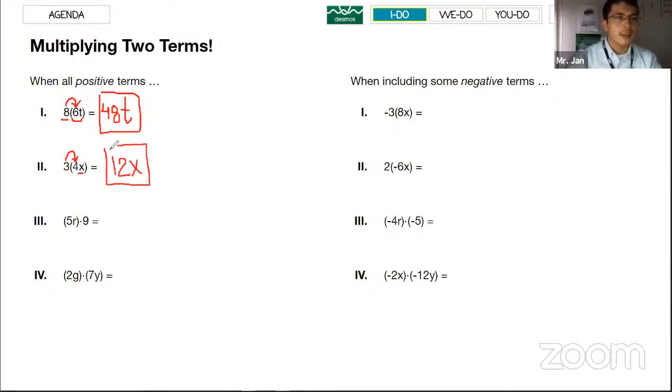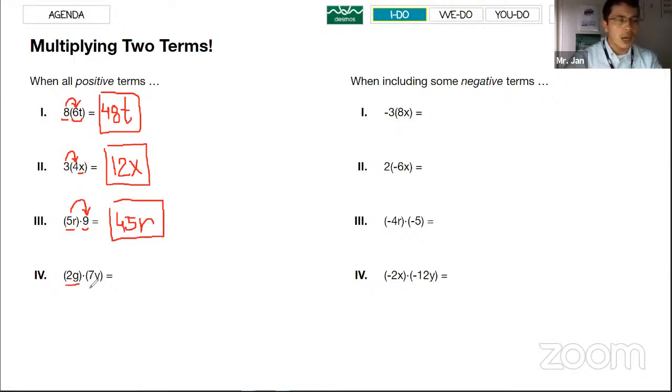Okay. And next one is sometimes you have a variable term first and number second. So again, you need to multiply the numbers together, 5 and 9, which is 45. And because the first term has a variable, you need to put the variable next to your result, which is 45R.